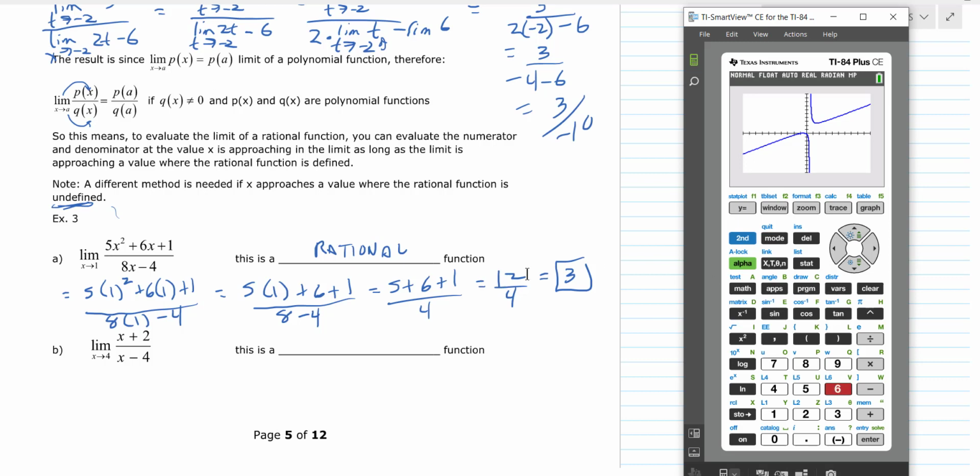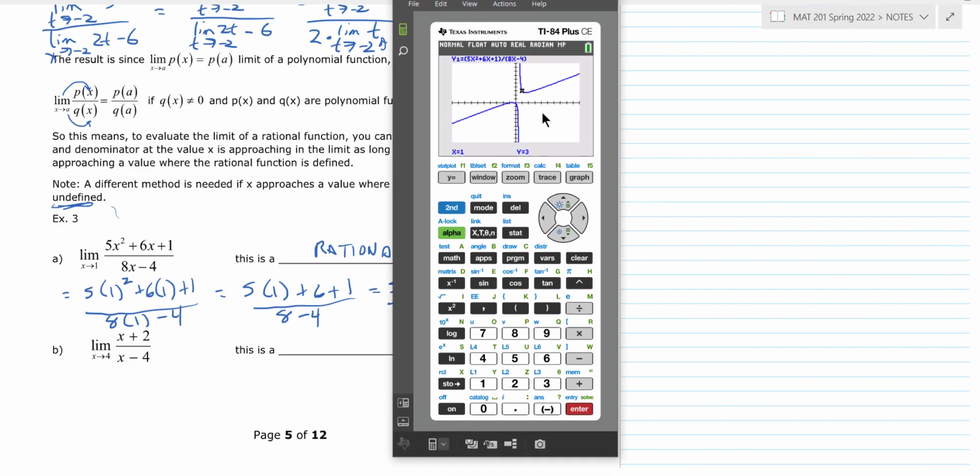So if I put that in like that, and I just use the standard window, Zoom 6, that's what the function looks like. And then if I trace it at 1, okay, now the idea is if I take a number real close to 1, I'm getting real close to 3. And actually, if I just trace at 1, I get 3. So the function value is the answer to that limit. All right? So that's what I want you to see on that.